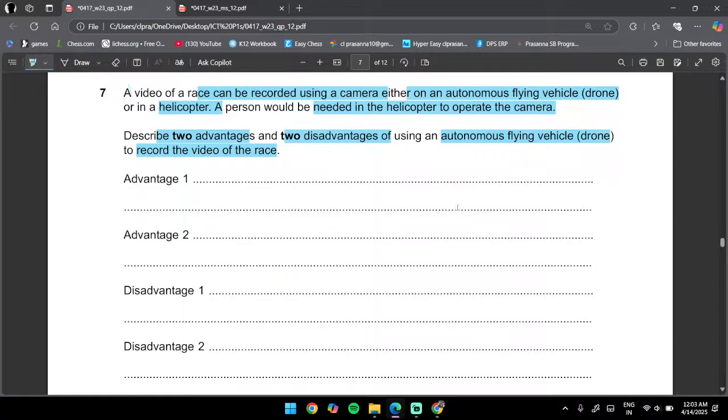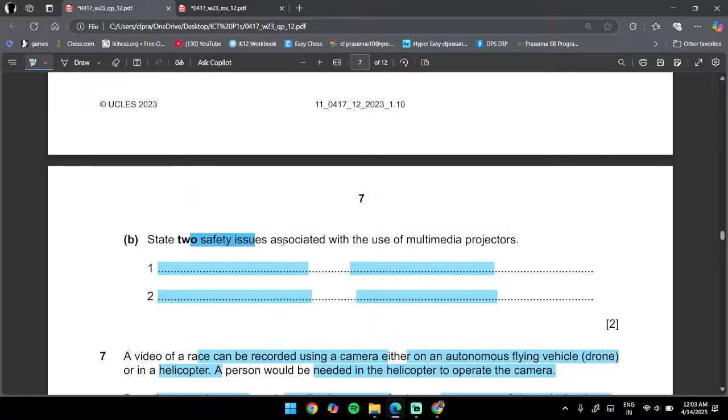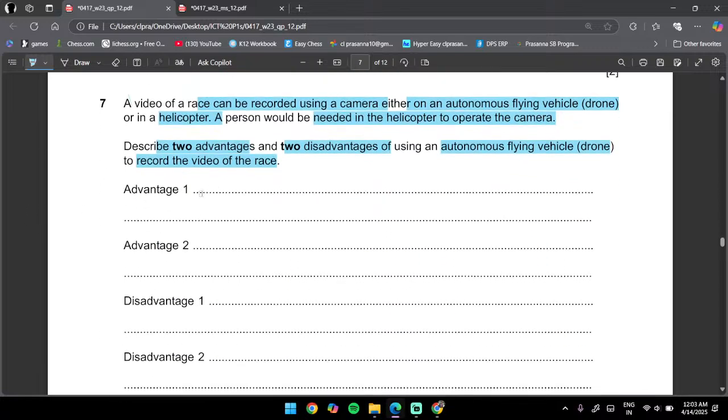Let's say I have a helicopter and I have a drone. And if I'm the one actually operating them, then what would be my advantages and disadvantages? So advantages could be something like the drone can get more close-up shots compared to a helicopter. Then the drone, what else? So I'm flying a drone, and drones are cheaper because it's just a small drone compared to you actually being in a helicopter.